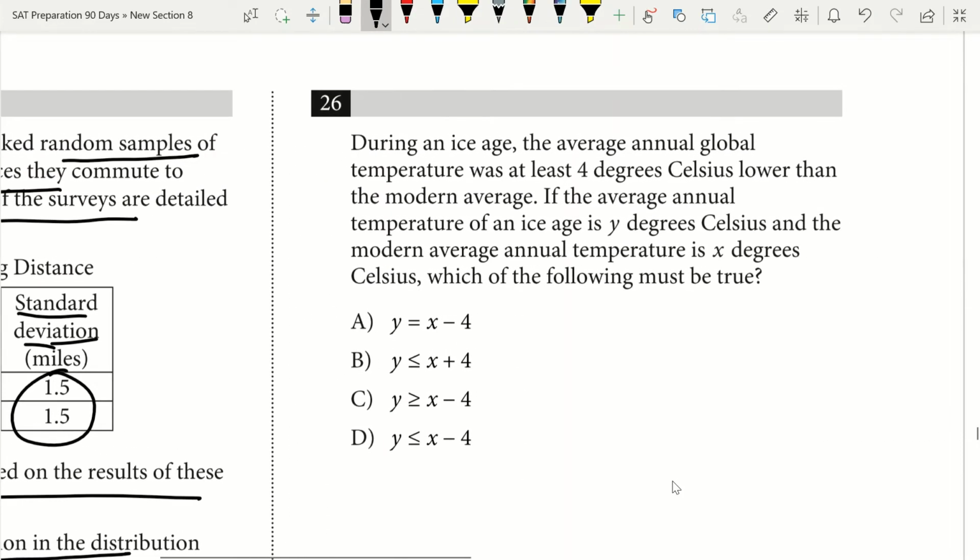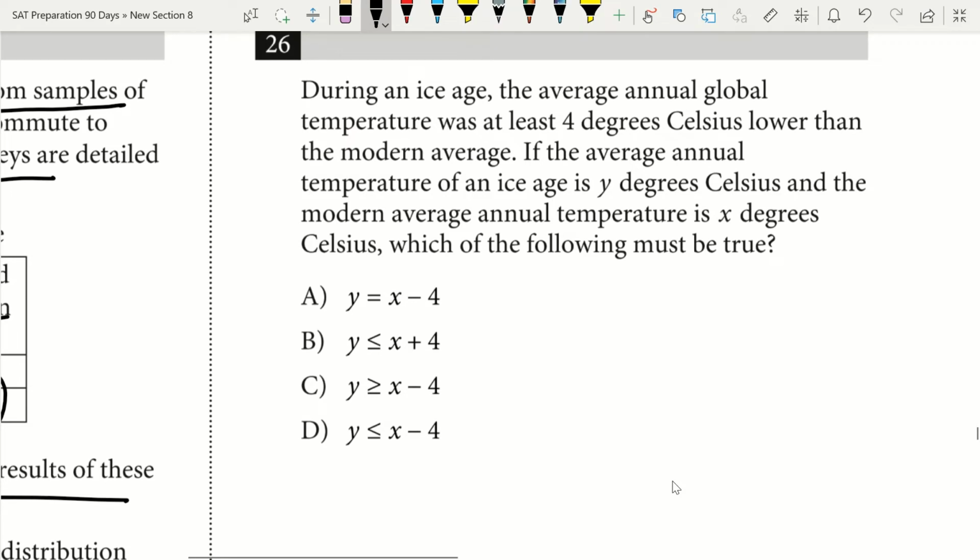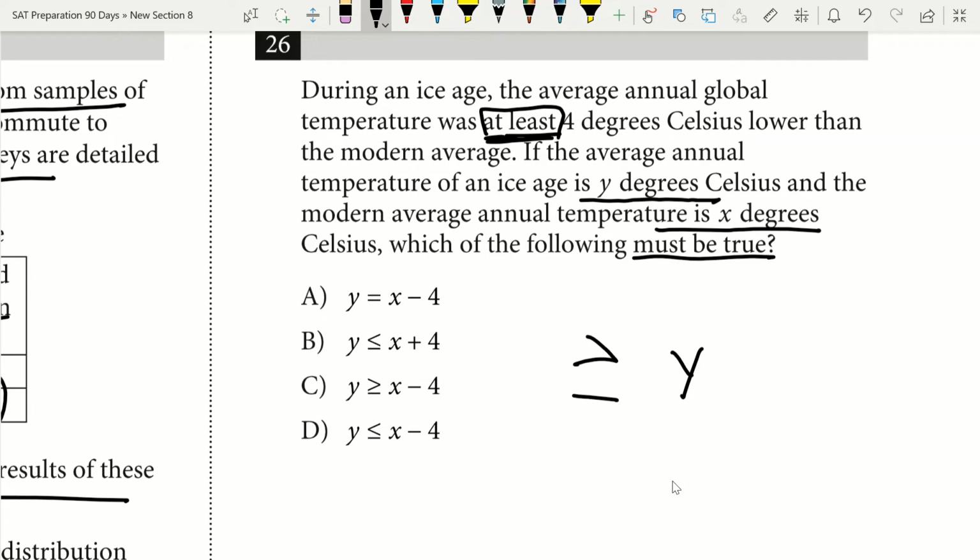Okay, 26. During an ice age, the average annual global temperature was at least, okay, that's a key word there. Anytime we see something like at least or at most or anything like that, that's telling us that we're going to have an equal sign, right? Some sort of inequality with an equal sign below it. So we know that the average annual global temperature is at least 4 degrees Celsius lower than the modern average. If the average annual temperature of an ice age is y degrees, okay, y degrees is this ice age temperature, and the modern annual average temperature is x degrees, which of the following must be true? Well, our average annual temperature when it's not an ice age is x. We know that when it is an ice age, it's 4 degrees less than that or more, okay, or more.